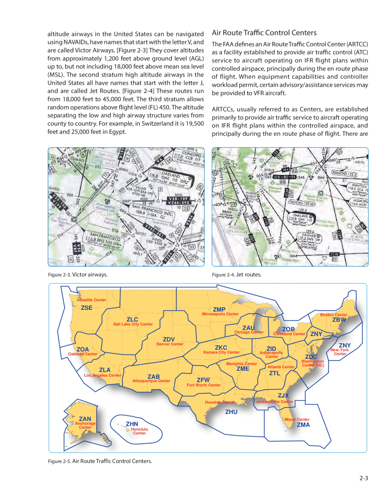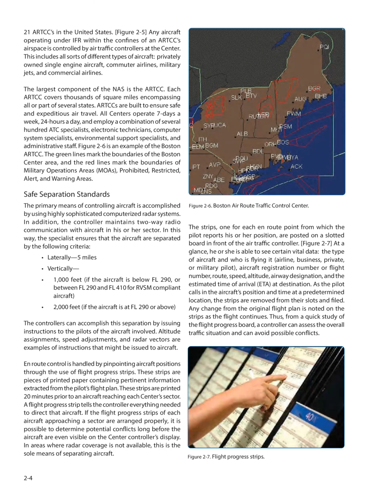ARCs, usually referred to as centers, are established primarily to provide air traffic service to aircraft operating on IFR flight plans within the controlled airspace, and principally during the en route phase of flight. There are 21 ARCs in the United States. Figure 2.5, any aircraft operating under IFR within the confines of an ARC's airspace is controlled by air traffic controllers at the center. This includes all sorts of different types of aircraft, privately owned single-engine aircraft, commuter airlines, military jets, and commercial airlines. The largest component of the NAS is the ARC.